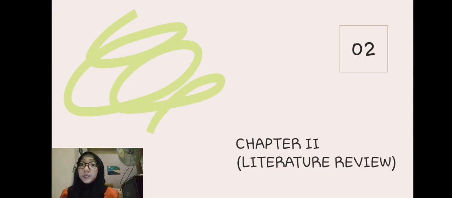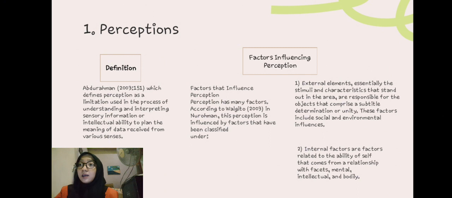Okay, chapter 2, literature review. 1. Perception. Definition. Abdurrahman defines perception as a limitation used in the process of understanding and interpreting sensory information, or the intellectual ability to give meaning to data received from various senses.